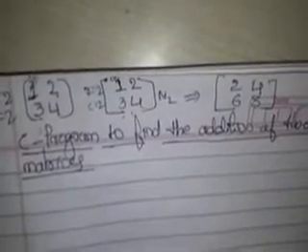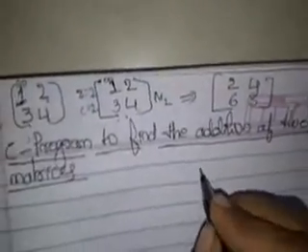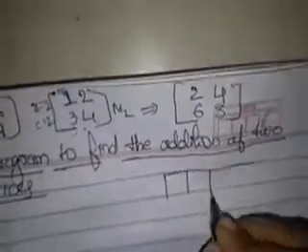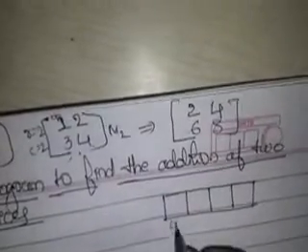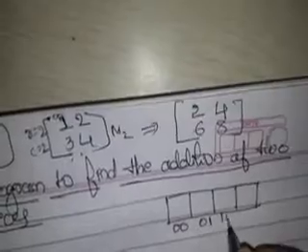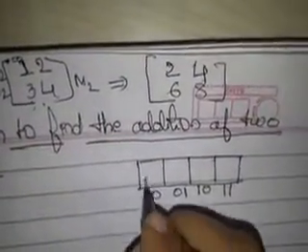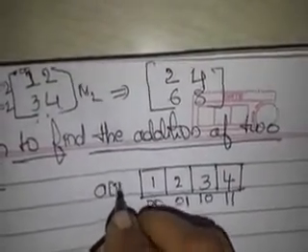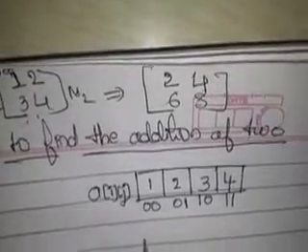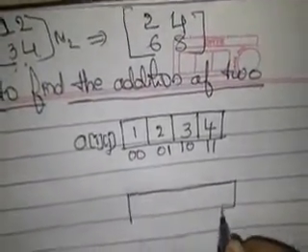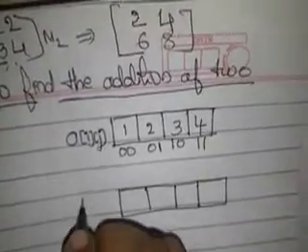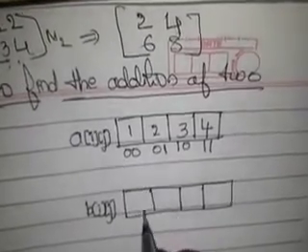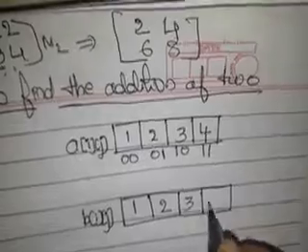Now I need to produce the same logic. So how to produce the same logic? Assume in the memory it will be stored like this, that is 0 0, 0 1, 1 0, 1 1. That is 1 2 3 4. You assume this as the array A of ij, and assume the second one is the array B. You can take any array name, I am just taking A and B. And the elements I am assuming are 1 2 3 4. You can assume different elements also, no problem.